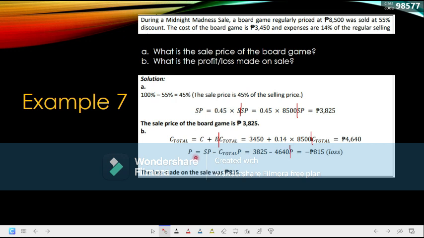So the profit would be the sale price minus the total cost. Okay, so we would know if it is negative or positive. If it is positive, meaning we can have a profit. If it's negative, we get the loss. Okay, so we have profit is equal to 3,825 minus 4,640. Therefore, the profit is negative 815 pesos. Therefore, it's a loss. So the loss made on the sale was 815 pesos.